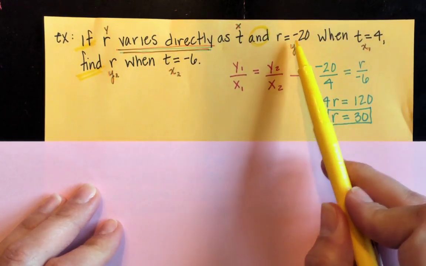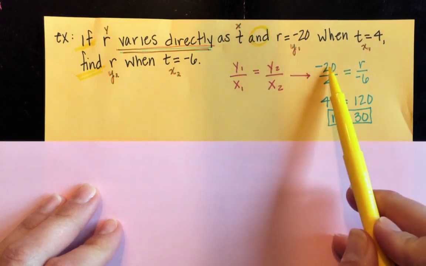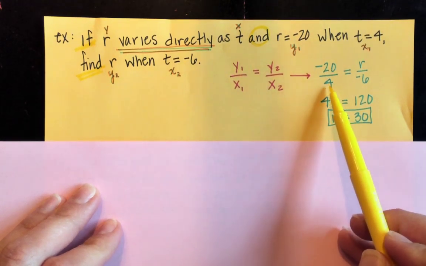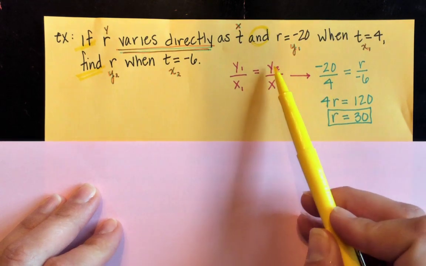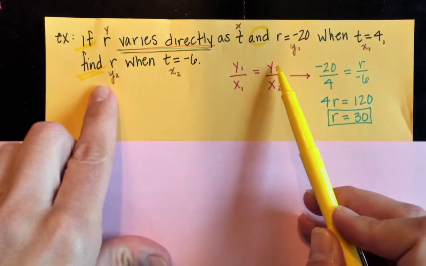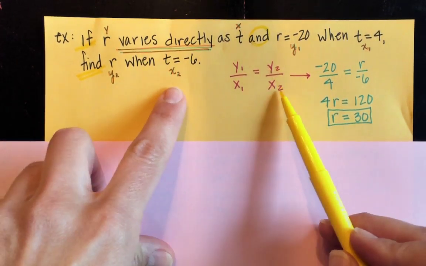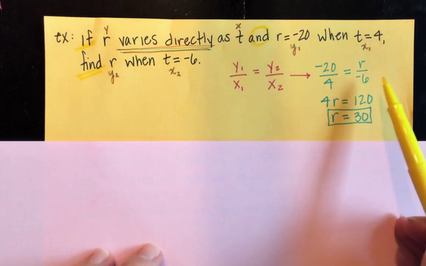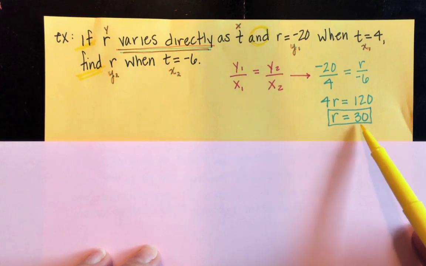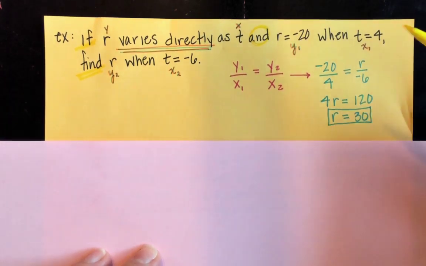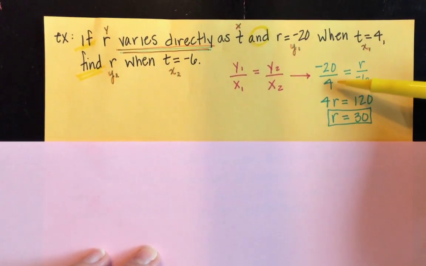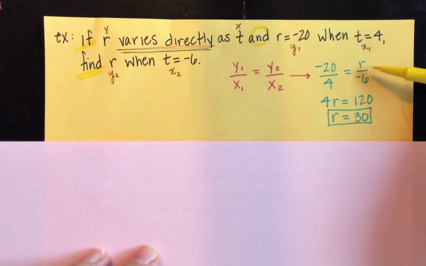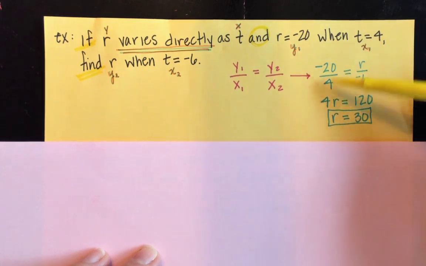Our y1 was -20, our x1 was 4, our y2 was R, and our x2 was -6. When we cross multiply and solve, we end up with 30. If I plugged that back in, you'll see that the ratios remain constant. They're equal, and that's the whole idea of a proportion, that they're supposed to remain equal.